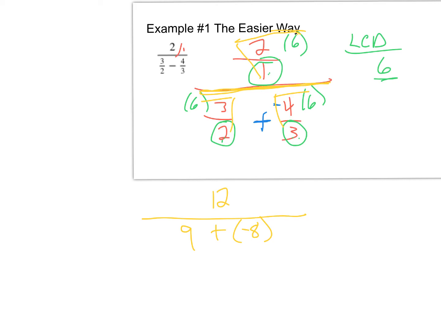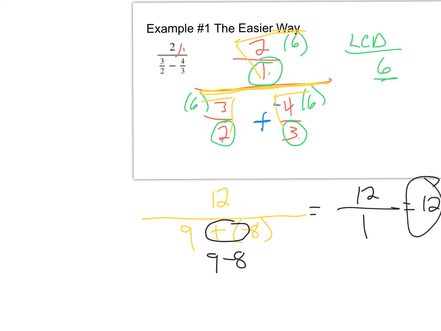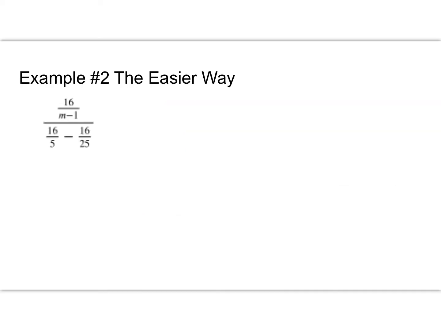And now, let's do the simple math. We have 12 over, so adding a negative is really just saying 9 minus 8, which is just 1, which I reduced to just 12. Here's your answer. All done. Much nicer, huh? Much easier. I like this way much better, but for some folks, they like to see the long way of how to do this. So, all right, let's do another one.